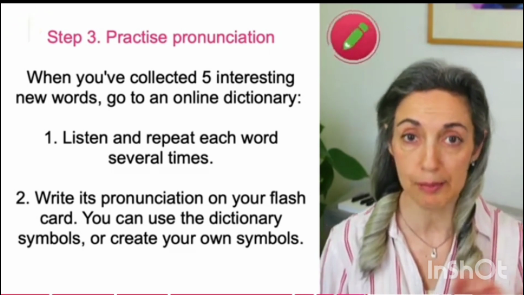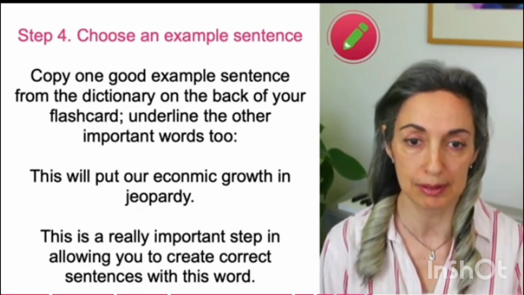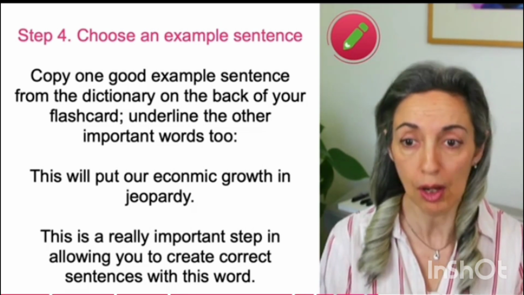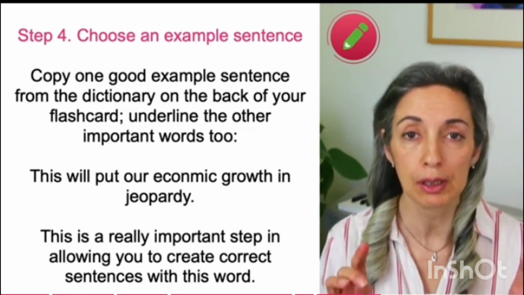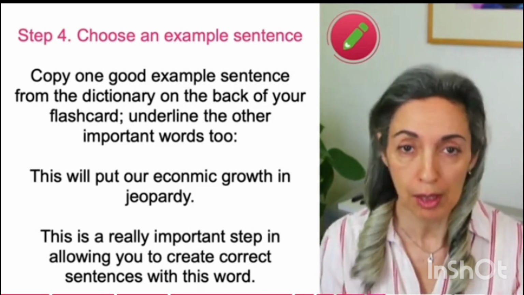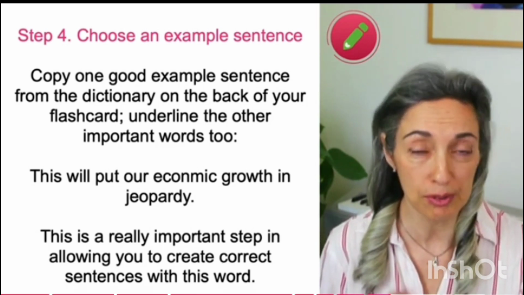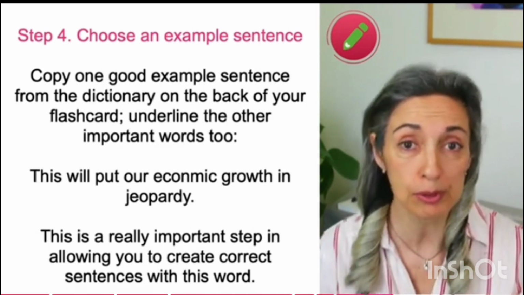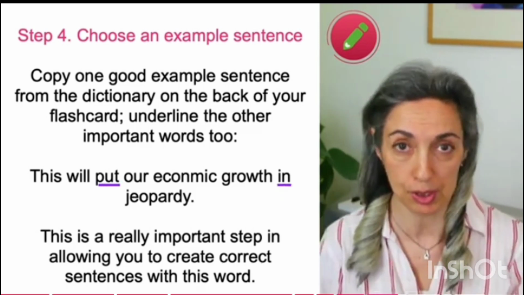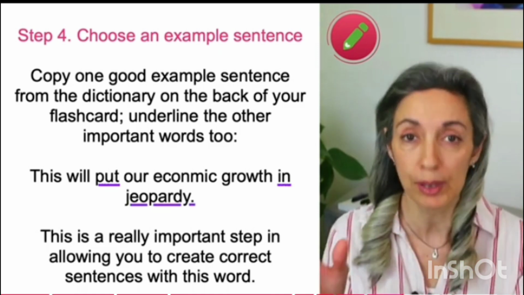And finally, step 4, a very important step, choose an example sentence. Copy one good example sentence from the dictionary on the back of your flashcard. And make sure that you underline the other important words too. For example, in our sentence, this will put our economic growth in jeopardy. The other important words are put, the verb, and in, the preposition. So you want to learn put in jeopardy as a collocation.